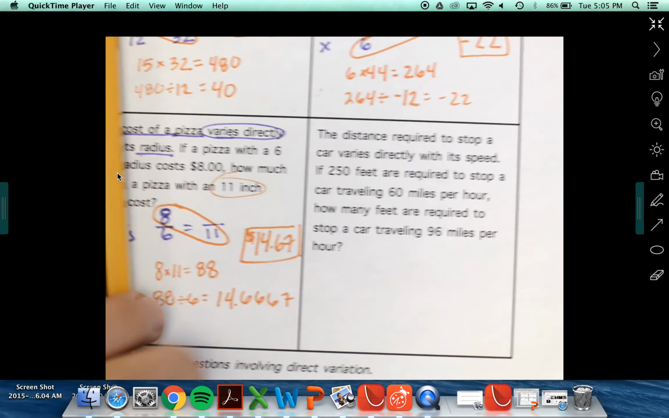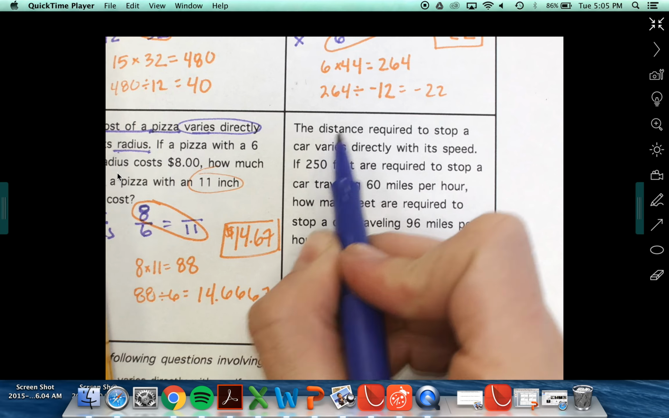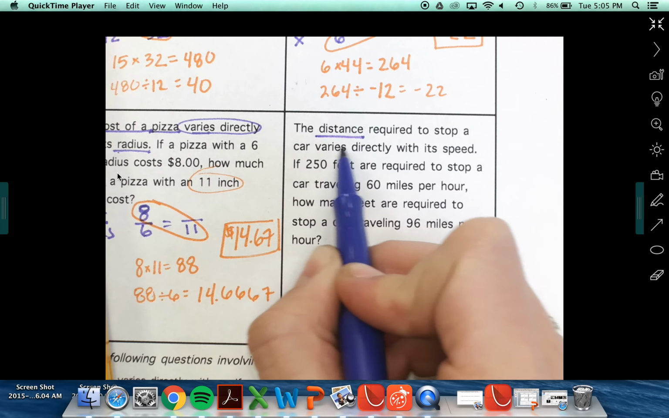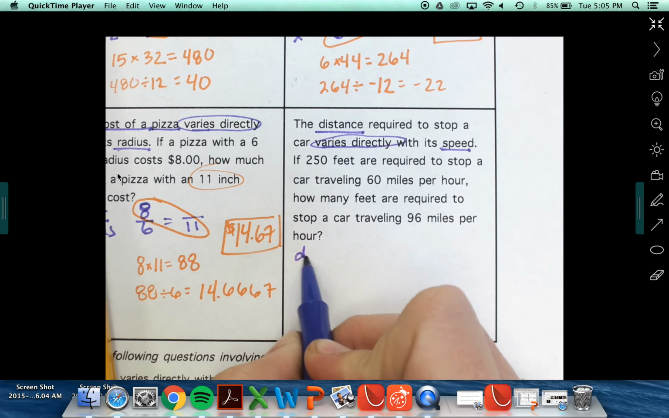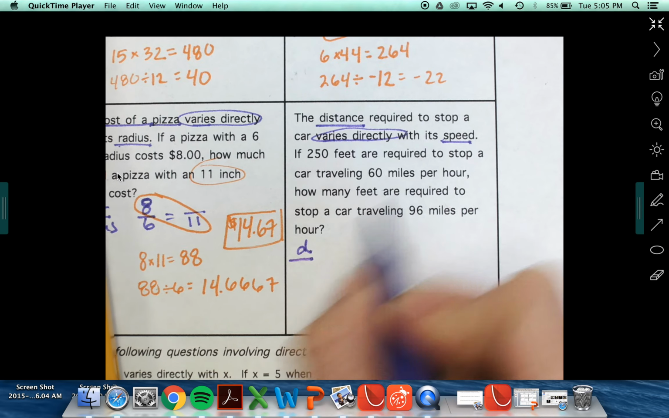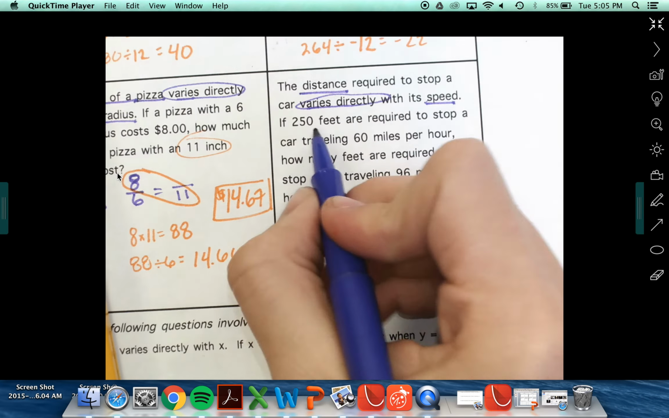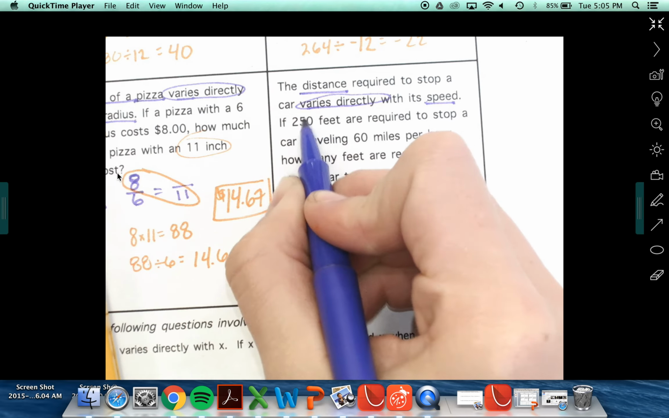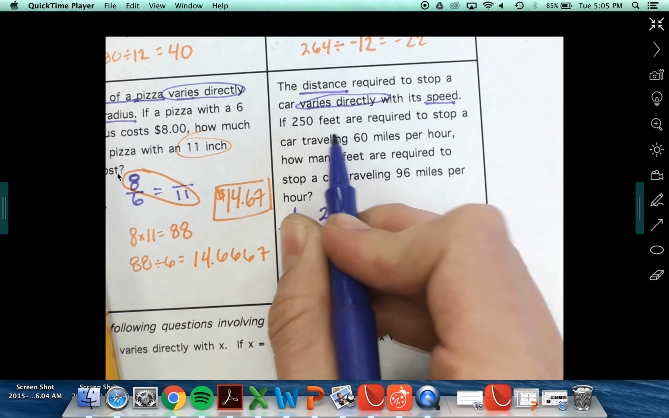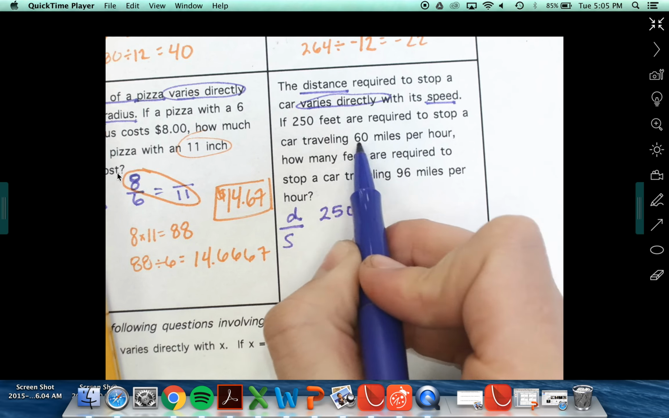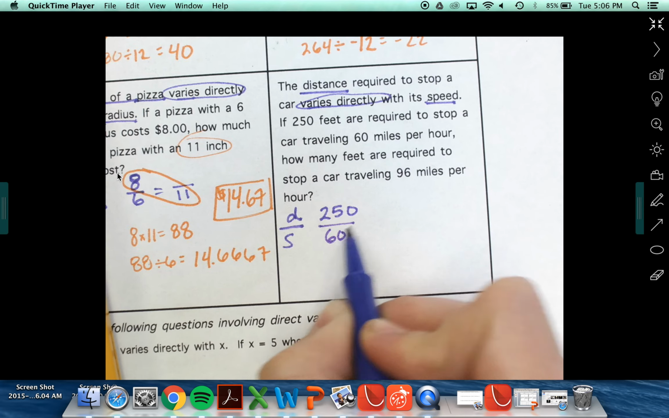Okay, next example. Okay, so this one, I'm going to go ahead and make a new document on my calculator. This one, distance required to stop a car varies with its speed. Okay, so we're talking about distance. I'm going to use a D. Varies directly with speed. I'm going to use an S. So distance over speed. If 250 feet is measuring distance, so it's going to go on the top. 250 feet are required to stop a car traveling 60 miles per hour. There's my speed. 60 miles per hour.